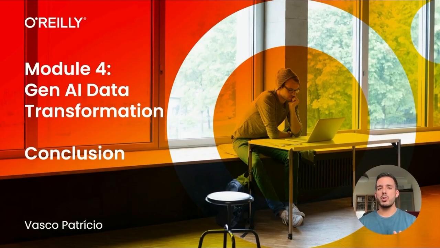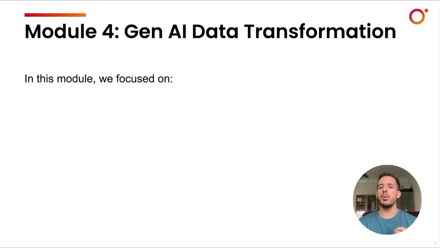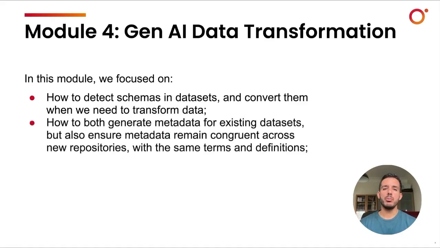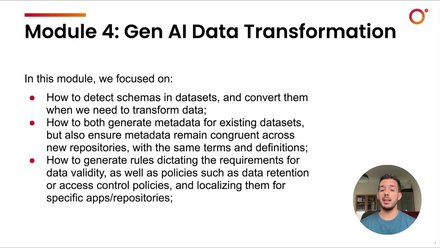We are now at the end of this module on using GenAI for data operations at the data transformation stage. What was our main focus in this module? Well, for example, how to detect schemas in datasets and how to convert those datasets when we actually need to transform data. Or how to both generate metadata for an existing dataset, but also ensure that the metadata remain congruent across new repositories with the same terms and the same definitions. Or how to generate rules dictating the requirements for data validity, as well as policies such as data retention or access control, and also localizing these for specific applications or repositories, both generating the theoretical rules and policies, but also converting them to real-world applications.